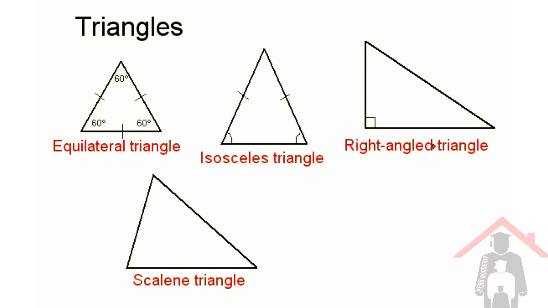This one was a right angled triangle. And finally, if there are no special features and all the sides are different lengths, then we have a scalene triangle.